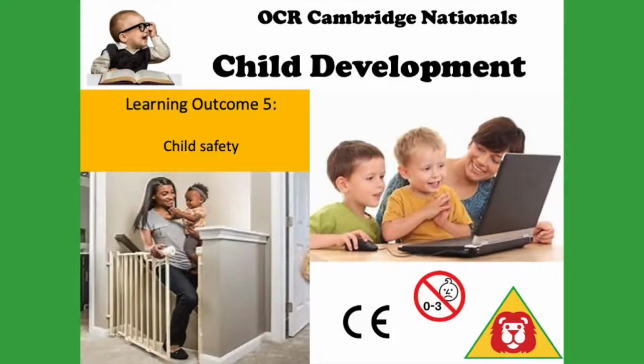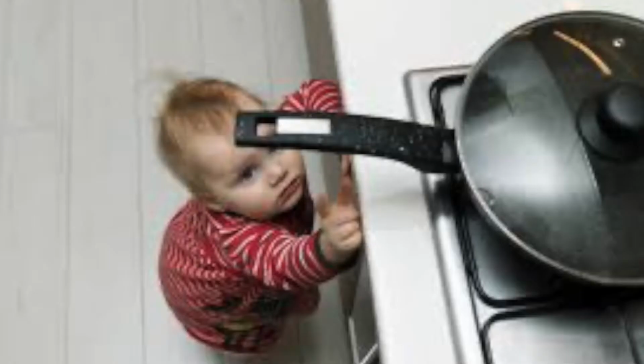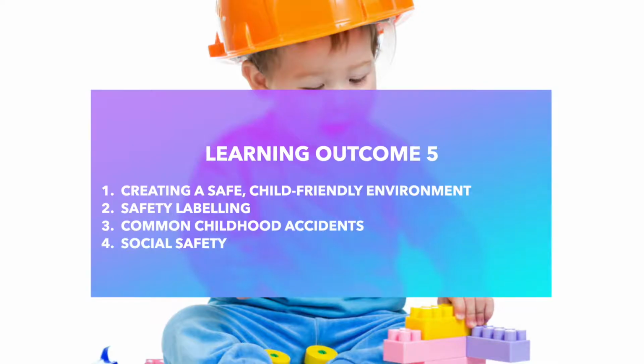Learning Outcome 5 focuses on child safety. We look at creating a safe and child-friendly environment, look at safety labelling for clothes and equipment. We look at common childhood accidents and how they can be prevented, and social safety such as stranger danger and using the internet. So the 2 coursework units are RO19 and RO20. They're worth 25% each, and we're going to have a little bit of a look at each of those now.